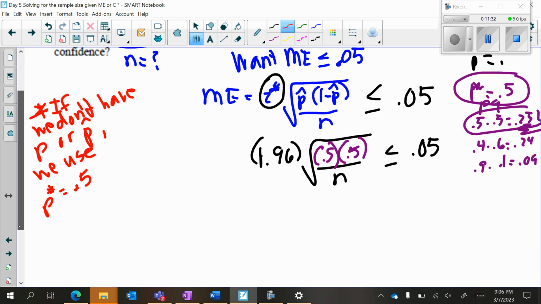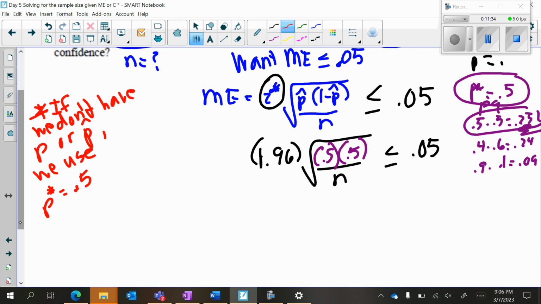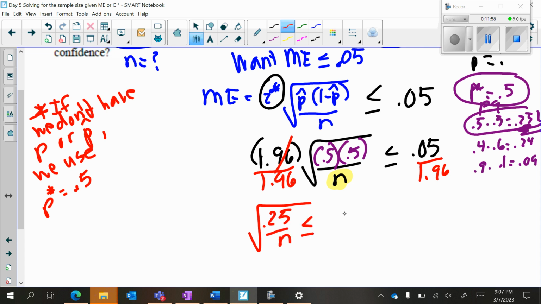This is going to become the most mathematical thing that you do in here, basically, because you have to solve for n. And the n is located right here in the denominator of the fraction. So how are we going to solve and isolate that? So I'm hoping you said divide by 1.96. I'm not really going to round until the very end here. Now I'm going to do 0.5 times 0.5, which is 0.25 over n equals whatever this is. I'm just going to leave it like this, okay?